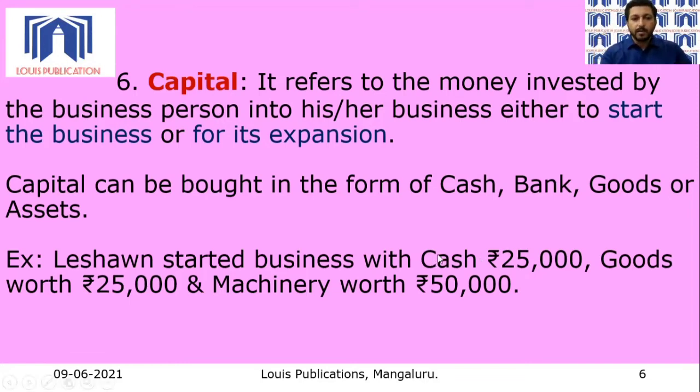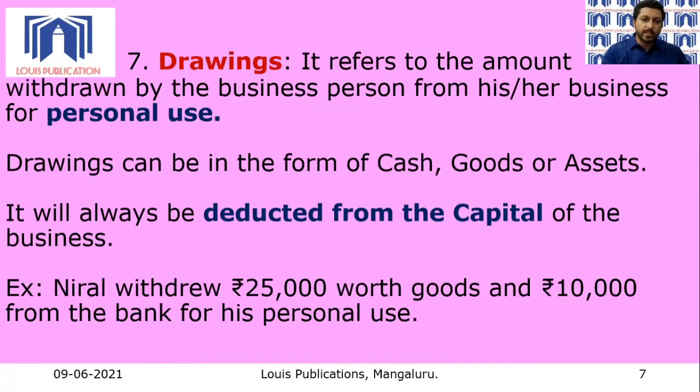There is an example. Leshon started business with cash rupees 25,000, goods worth rupees 25,000, and machinery worth rupees 50,000. So the total capital of Leshon in this example would be 25,000 in cash, 25,000 in goods, and 50,000 in assets, that is machinery. So total capital of Leshon would work out to 1 lakh rupees. So the amount brought in to start a business or for expansion is referred to as capital.